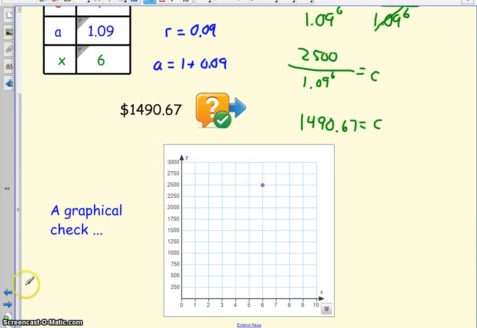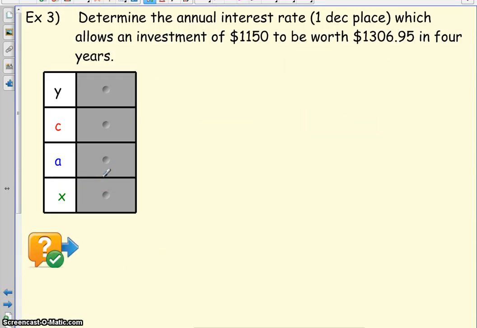Okay, so let's take a look at another one. So this one wants to determine the annual interest rate to 1 decimal place, which allows an investment of $1,150 to be worth $1,306.95 in 4 years. Okay, so again, let's think about this and see what parts of the equation we know.